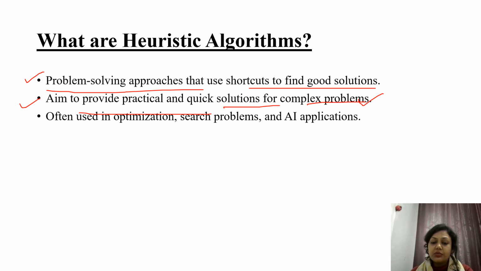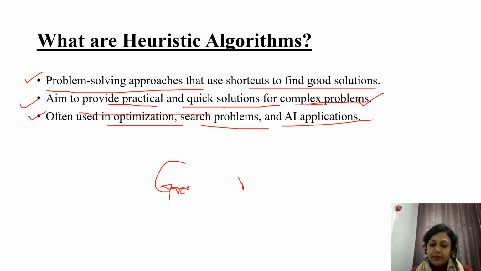A heuristic function is used to solve complex problems and to give a practical and quick solution by calculating the cost value of their path. It is often used in optimization, search problems and AI applications. Now what would the AI applications be? It would be Google Maps. Google Maps is one of the main applications that we can see.